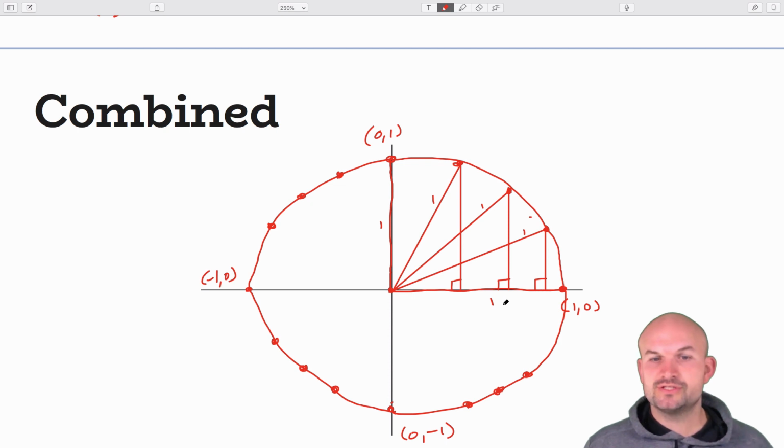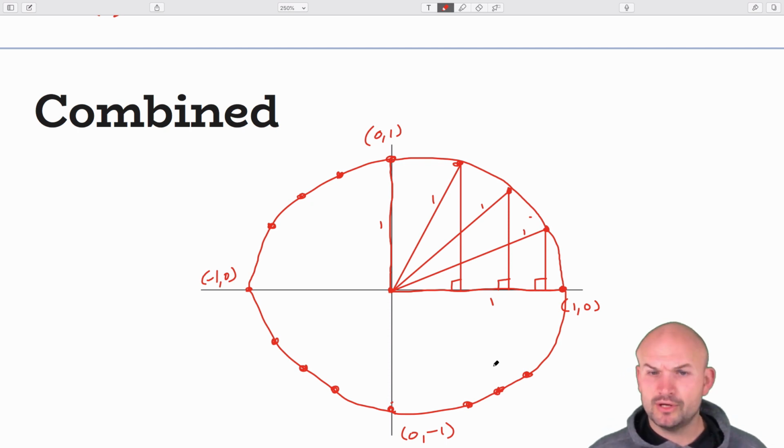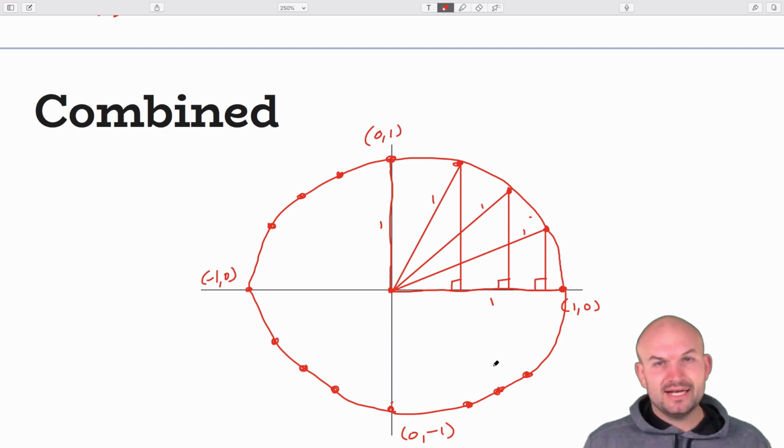And that's what we call the unit circle. And again, why do we call it the unit circle? Well, we call it a circle because obviously it creates a circle. And it's the unit circle because our counting unit is by ones, right?